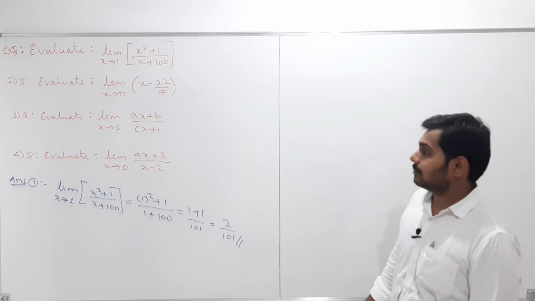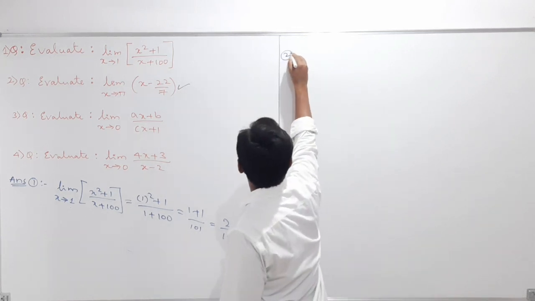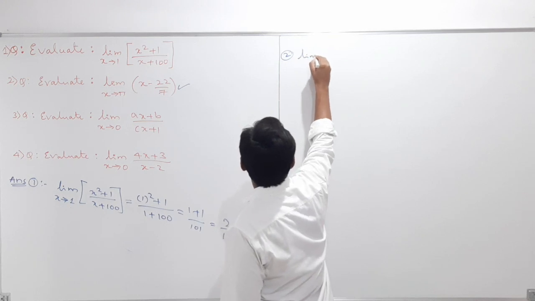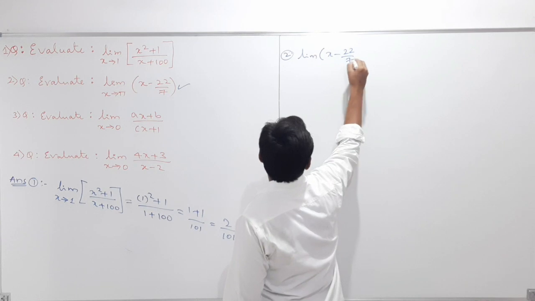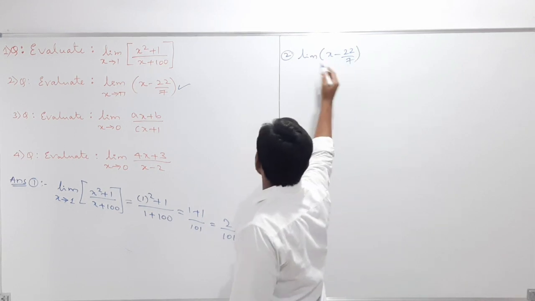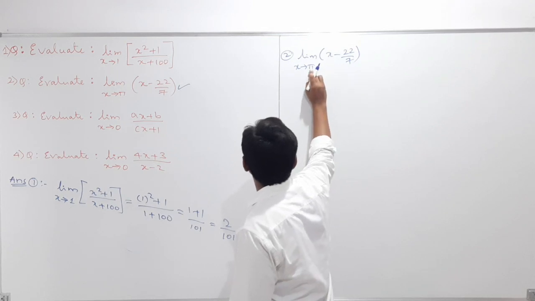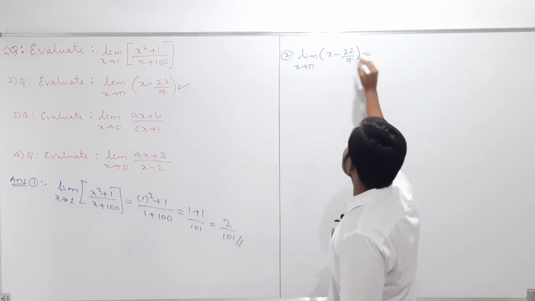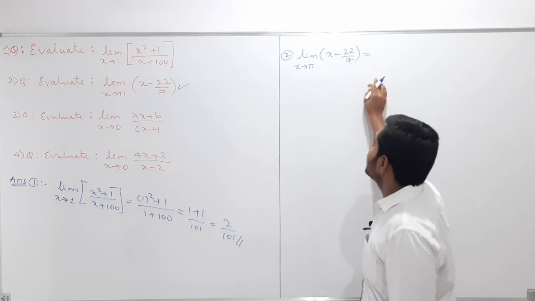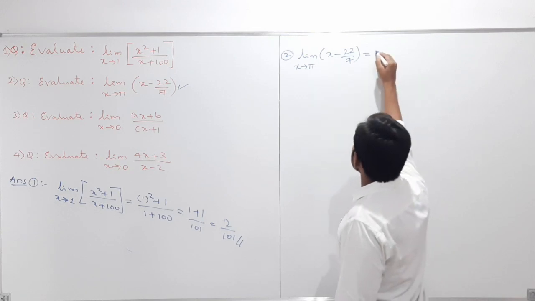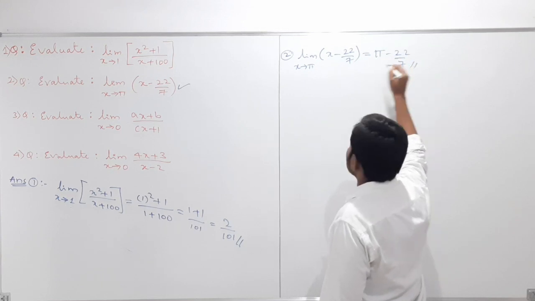And next I will move to the second question here, my dear students. So what is the second question? Limit of x minus 22 by 7 as x tends to pi. So here also you can check, it is not indeterminate form. Just substitute, my dear students, the x value as pi. So this will give you pi minus 22 by 7.